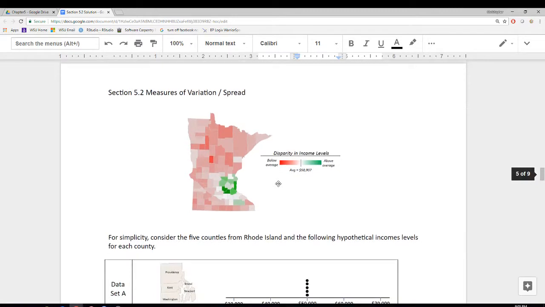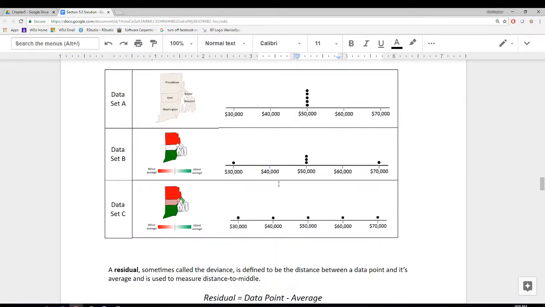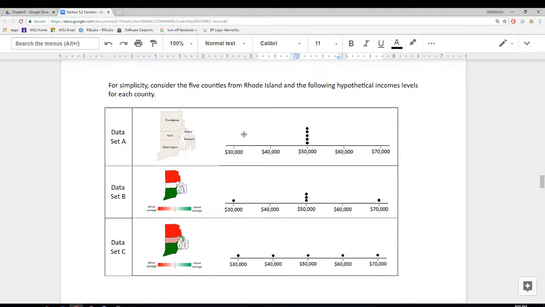Okay, so let us consider 3 data sets here. Data set A, data set B, and data set C. And this is just data from Rhode Island. I used Rhode Island because Rhode Island has 5 counties. And this is just fictitious data. But for data set A, let us suppose that all 5 counties in Rhode Island had the same income, and they were all at $50,000.